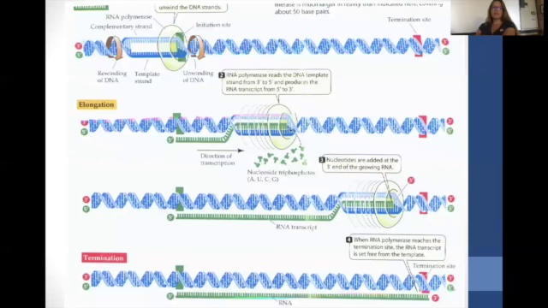Here it is in pictorial form. So we have the transcribe here, and then we have it break apart. You're transcribing the antisense strand, and then you end up with your mRNA.